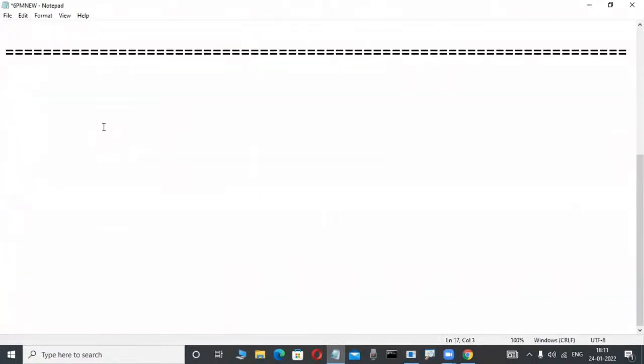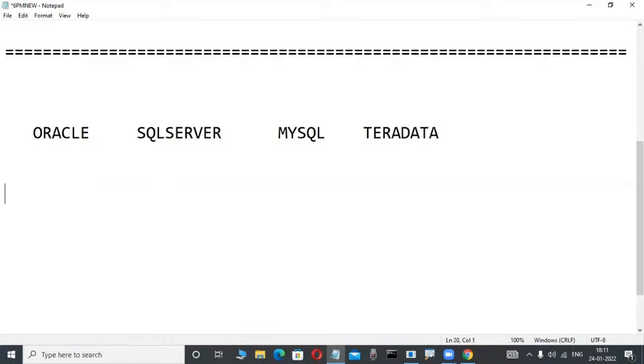Now concentrate here. Slowly observe. This is a demo class, I'm telling something only. Oracle is a product from Oracle Corporation. SQL Server is a product from Microsoft. MySQL is an open source product, that is also now from Oracle. Teradata is a product from NCR Corporation. Sybase is a product from Ingres Software. Like this, so many products are there. All these products are relational databases, implemented based on the relational data model.